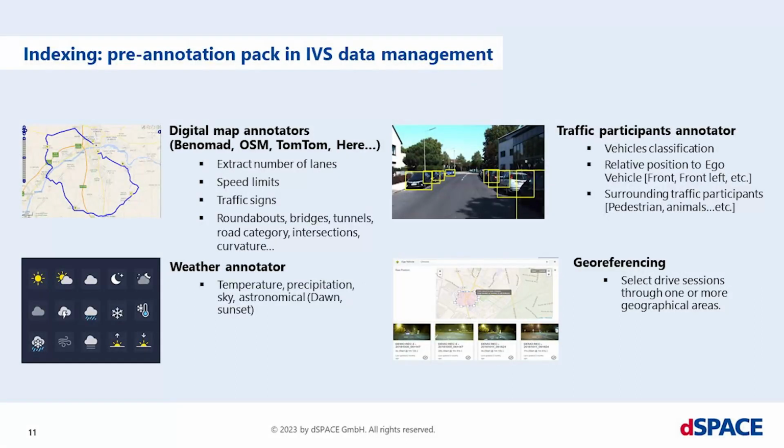Further indexing job examples are the digital map or participants annotator. The map annotator extracts information out of different map formats and by combining it with GNSS traces generates tag entries for speed limits, traffic signs, number of lanes, or road elements like intersections. The traffic participants annotator is able to recognize and tag vehicle classes, pedestrians, or animals.